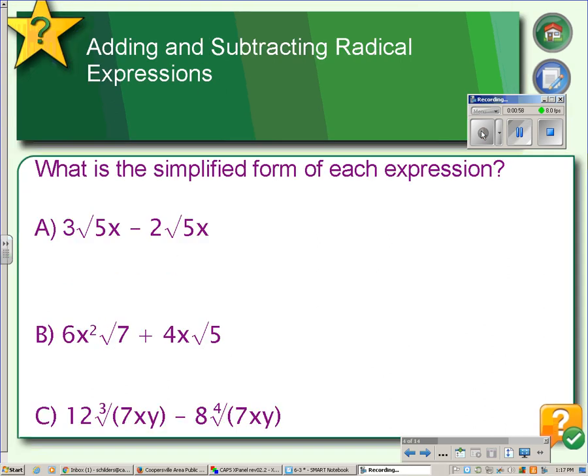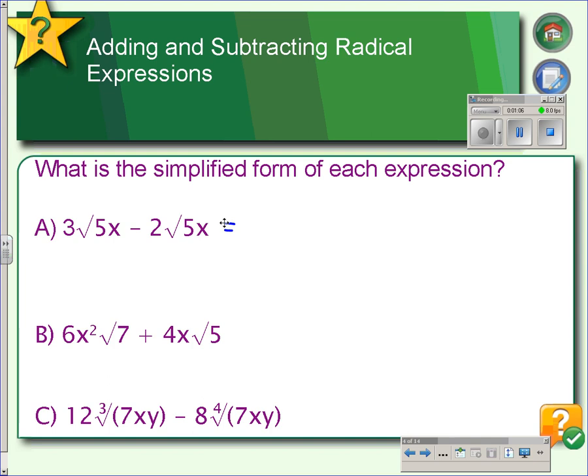In these examples, we're going to add the ones that can be added. So in example A, we have square root of 5 for both terms. So we can just subtract the coefficients. 3 minus 2 is 1. Keep the radical the same.